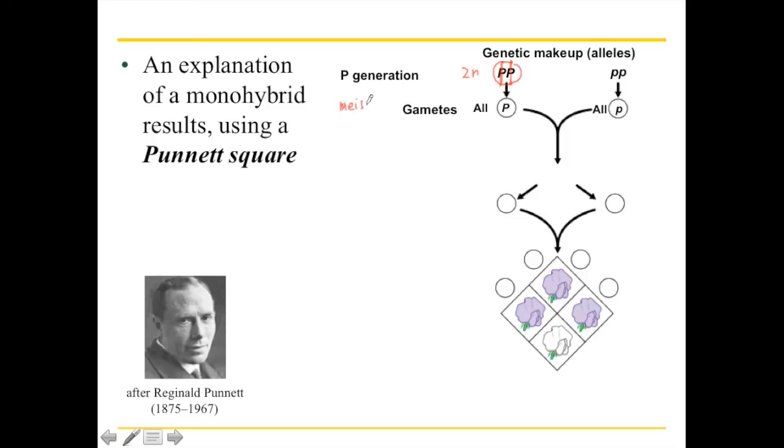Now I'll show you more about this later, but this is where you can already see the effects of meiosis. You have a reduction division from 2n to n. So all your gametes are going to be n, whereas the parents are going to be 2n. Now comes fertilization. You take the n from here and the n from there, and you're going to make 2n again. But in this case, you have the purple allele and the white allele.